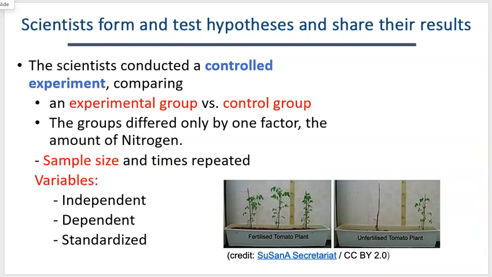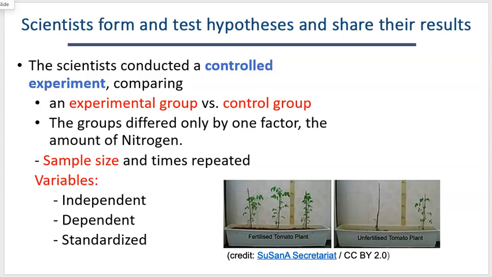The next thing that we need to do is propose an experiment. We have to come up with an experiment that's going to test our hypothesis and provide data that's either going to support the hypothesis or fail to support our hypothesis. When we set up our experiment, we have to take into account some variables. There are three types of variables we're going to talk about: independent, dependent, and standardized variables.